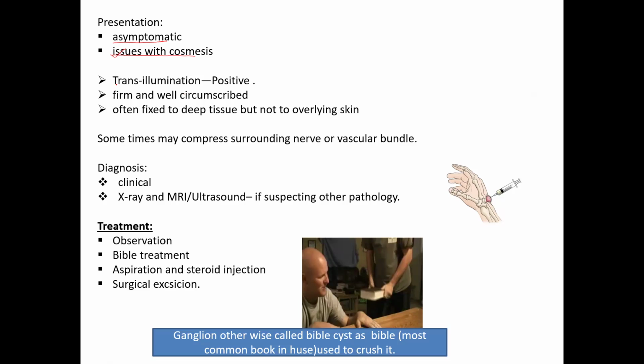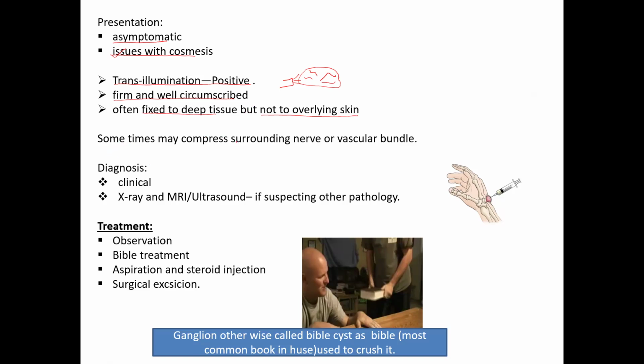If you do a clinical examination, the transillumination test is positive. Why is the transillumination test positive? Because it's a clear fluid of mucinous degeneration. If you put light from here, you see transillumination of the cystic cavity. So the transillumination test is positive. On palpation, it is firm and well circumscribed, and it is often fixed to the deeper tissue, but the overlying skin is normal. So this is how you differentiate it from other lesions of skin and subcutaneous tissue.